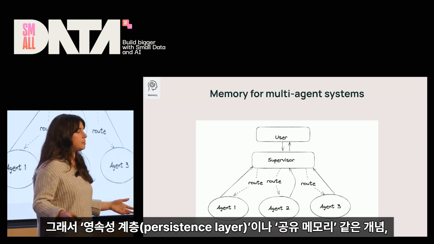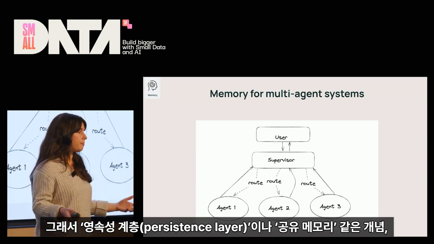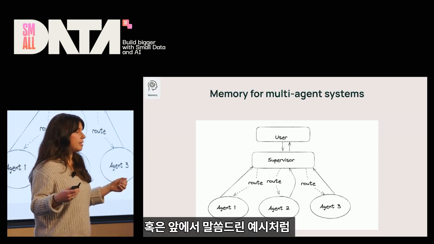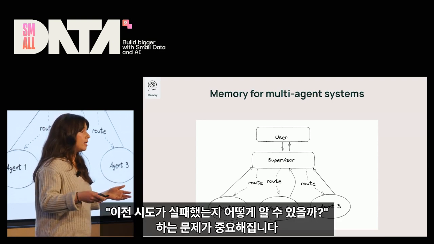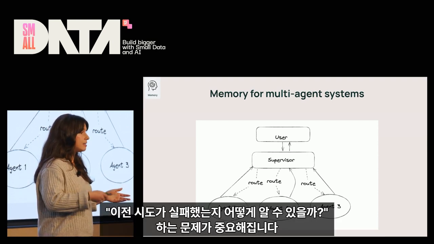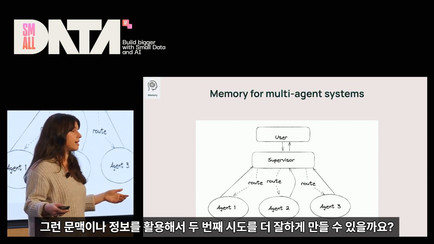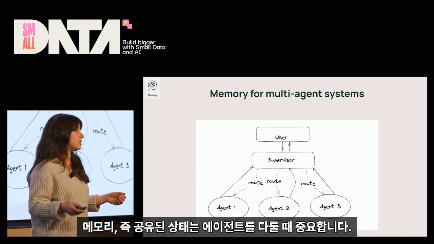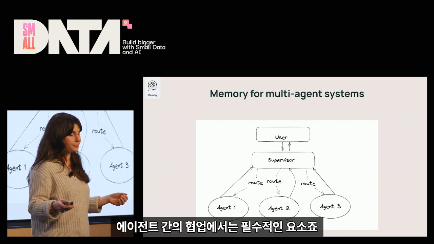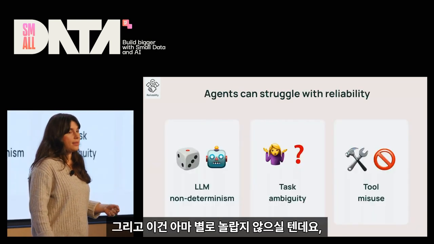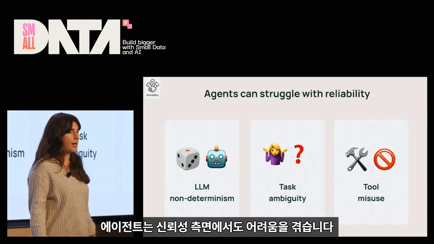And so this concept of a persistence layer or shared memory, or to the example I shared before, is how do I know if a prior pass failed? Can I use that context or information to improve on my second pass? Memory or shared state is important when you're dealing with agents. And then this one's probably not very surprising for folks, but agents struggle with reliability.